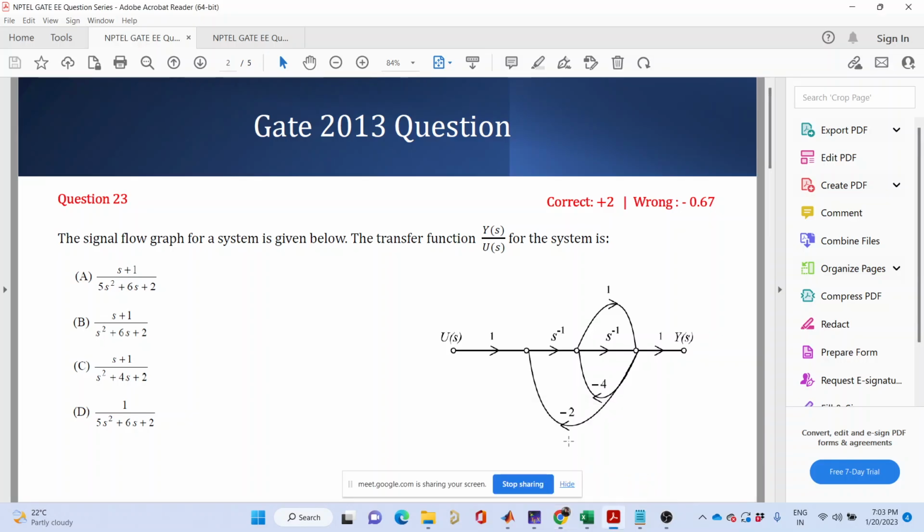Okay, so this was the question I was talking about. A signal flow graph is given to you, and you need to find the transfer function Y(s) by U(s). 4 options are given to you and you need to find out which option is the correct one. So I will give you 5 minutes time to solve the question. At 7-9, I will ask you what answer you are getting. If you solve it before time, you can just unmute yourself and say what answer you are getting.